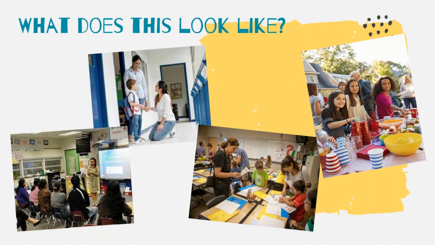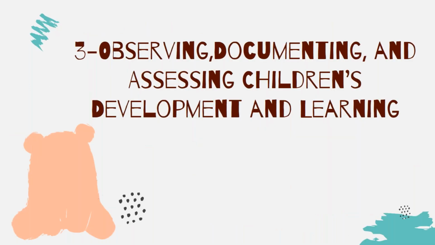So if you cannot help a particular family or a child with a specific need they may have, you can refer them to an outside source in the community if necessary. The third guideline is then observing, documenting, and assessing children's development and learning.